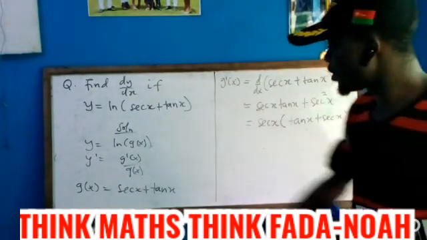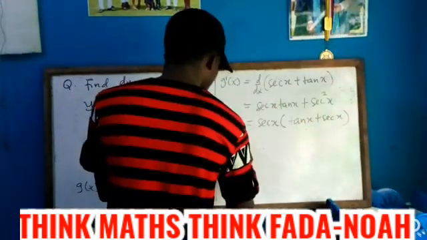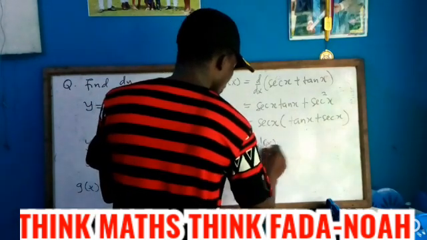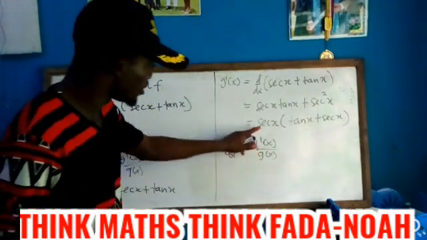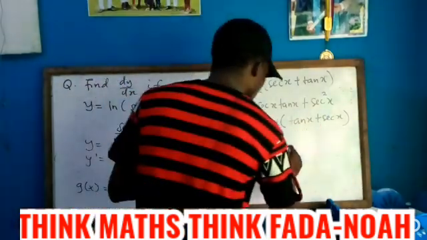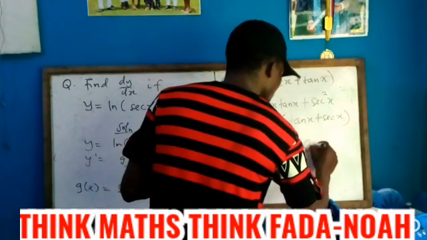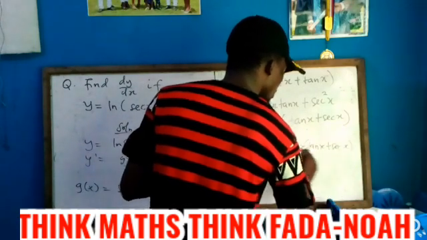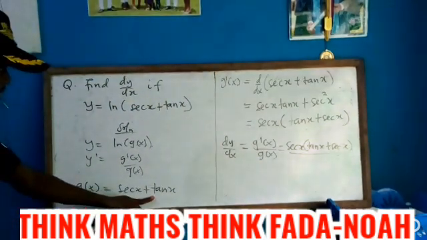Alright, so we go back and write our dy/dx. So our dy/dx is equal to g prime of x over g of x. So what's our g prime of x? Our g prime of x is sec x tan x plus sec x. So write it over there. We have sec x times (tan x plus sec x) all over g of x, which is sec x plus tan x.